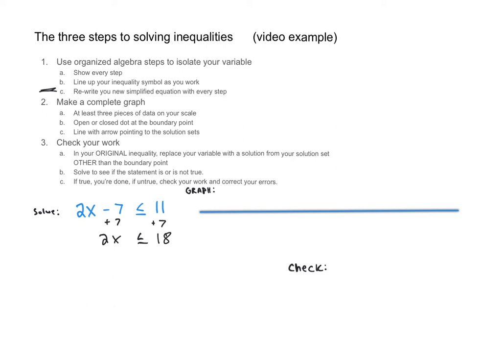I'm going to show my next step, which is that I then need to divide by 2, the multiplicative inverse. Let's get that down to 1x. And then last, x is less than or equal to 9.